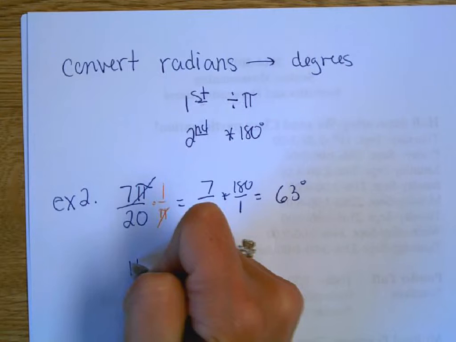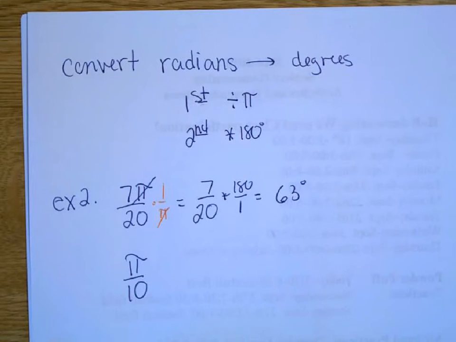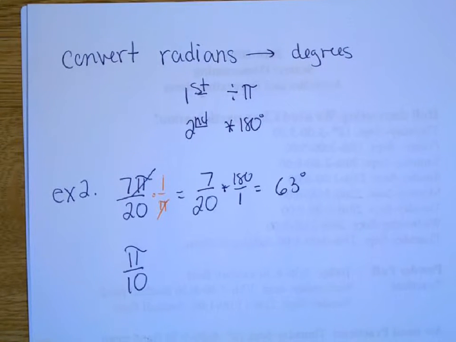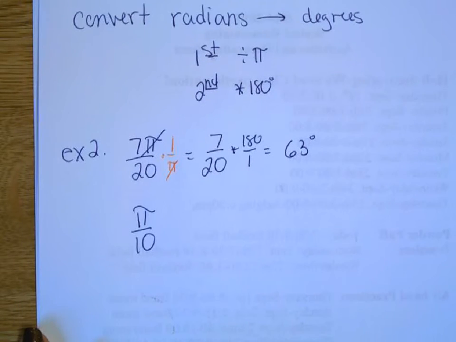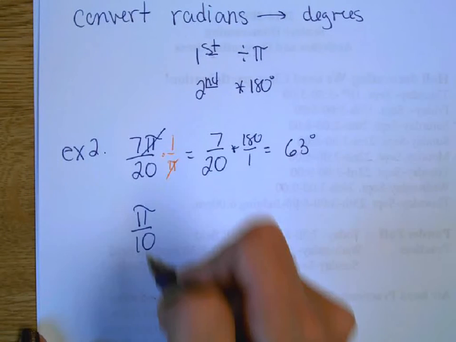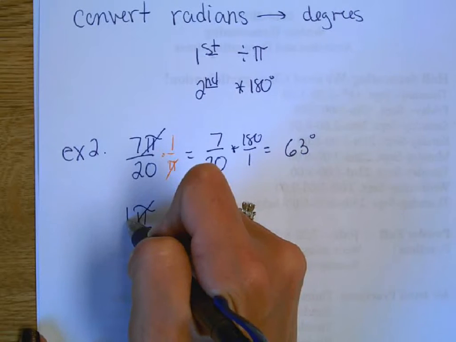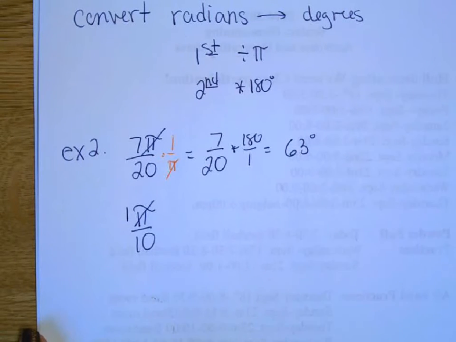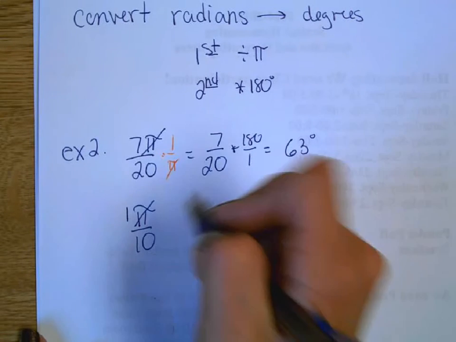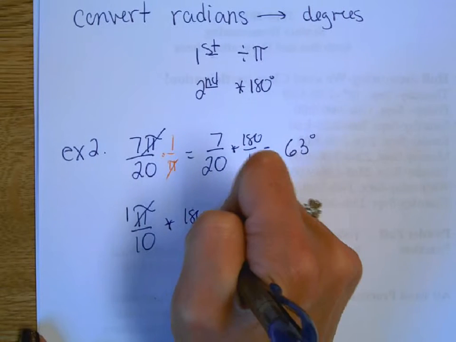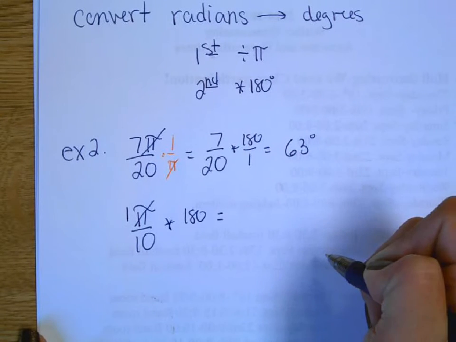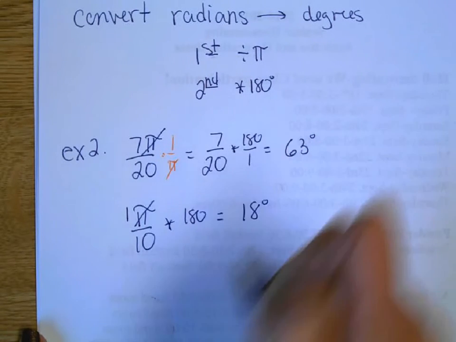How about pi over 10 radians? We'll cross off the pi. What's left if I cross off the pi? 1/10. A lot of people want to just bring the 10 up and make it 10. Oh no, it's 1/10 times 180, which gives us 18 degrees.